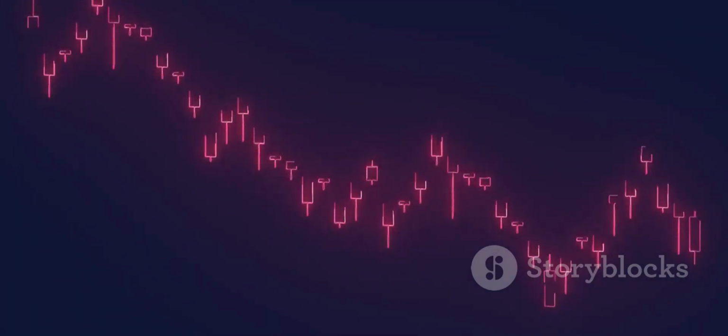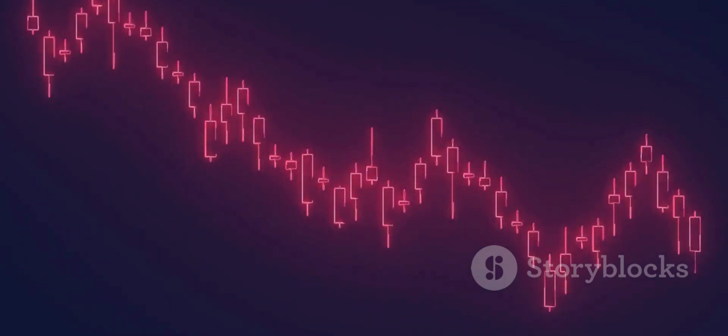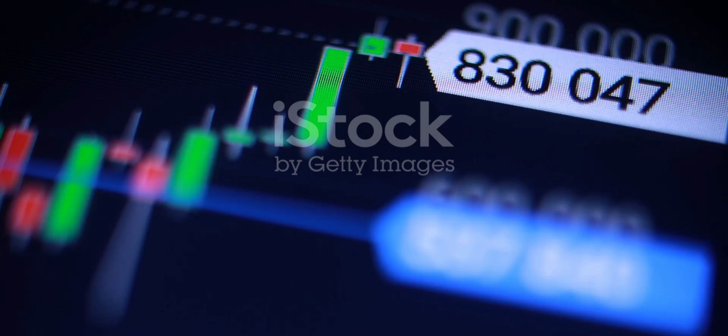The long lower wick shows that sellers tried to push the price much lower, but buyers stepped in and pushed it all the way back up near the opening price. This shows strong buying pressure and can signal a potential bottom in the market.